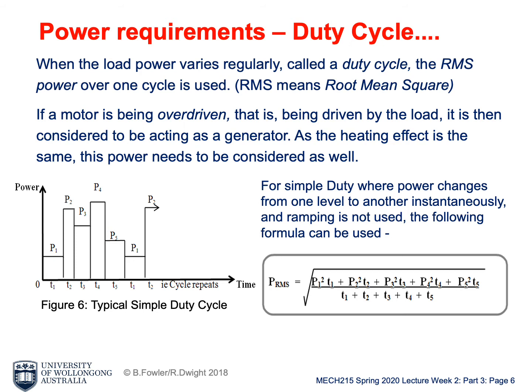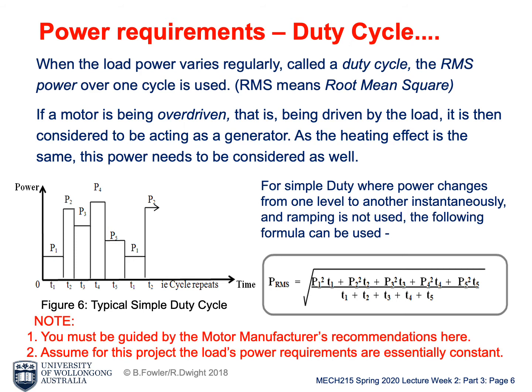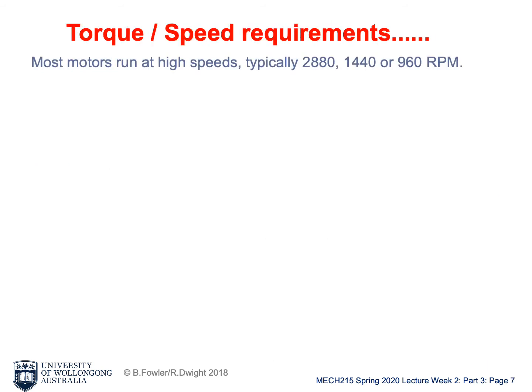This actually physically makes some sense. If you just average P1 to P5, it doesn't really make any sense. Be careful that for different motor suppliers, if you look at their catalog or their introduction menu, it will have a certain way of describing how much duty cycle it can sustain. For your project in MECH215, we consider the load to be a constant load. So you don't have to calculate this part.